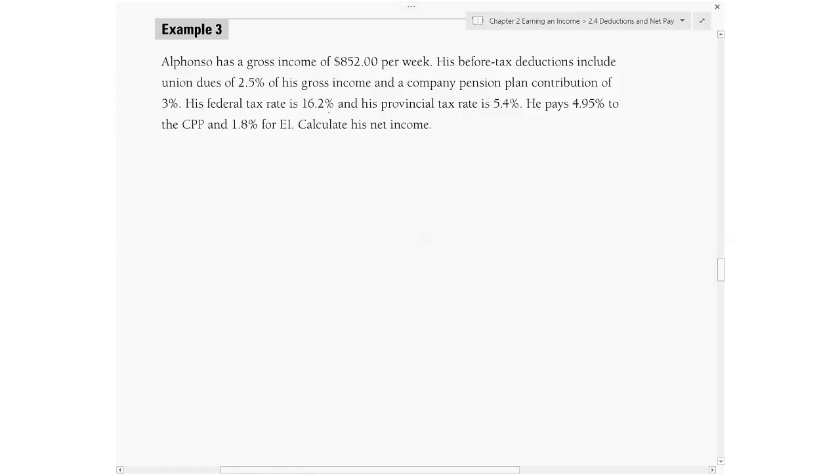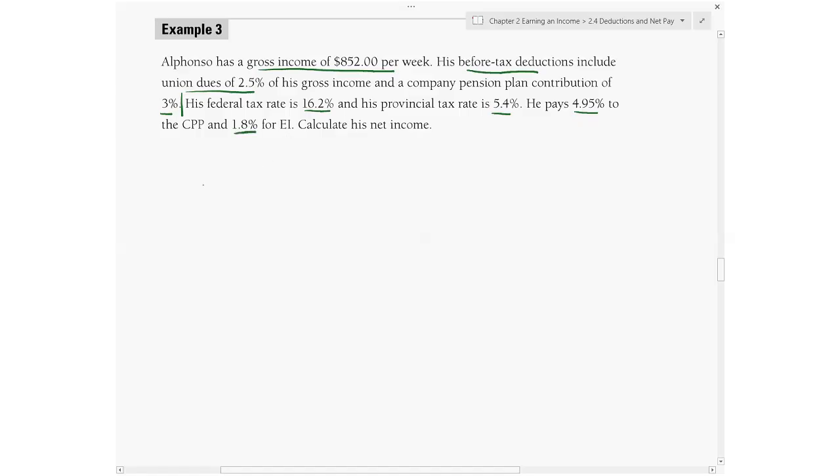Now, here's the fun stuff. We are going to actually figure out some net income. So Alfonso has a gross income of $852 per week. His before tax deductions include union dues of 2.5% of his gross income and a company pension plan contribution of 3%. Okay, so these two are before tax. His federal tax rate is 16.2%, his provincial tax rate is 5.4%, and he pays 4.95% to CPP and 1.8% for EI. We're going to calculate his net income.